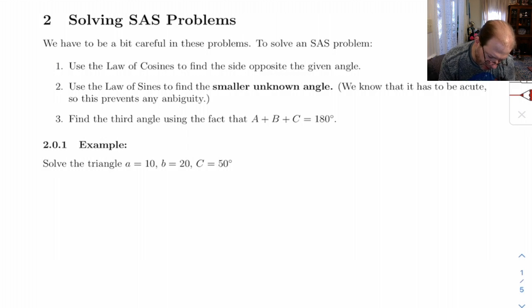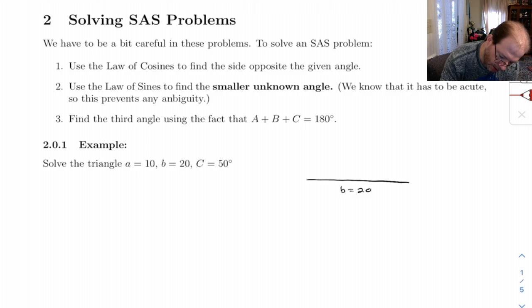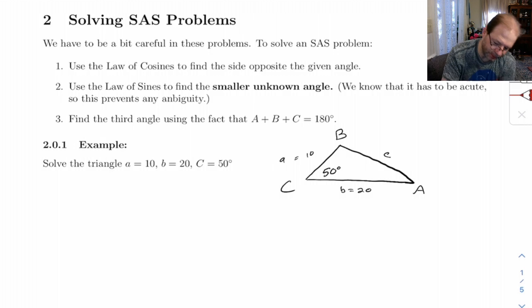So solve the triangle A equals 10, B equals 20, and C equals 50. So I'm going to make an attempt to draw this reasonably accurate. I'm going to make this be my side B equals 20. And the angle here is in between the two, so that's going to be 50 degrees. And this is supposed to be 10. That's my A. This is angle C, which is 50. And now I'll just connect the other two sides over here. So we've got to come up with B, A, and little c.